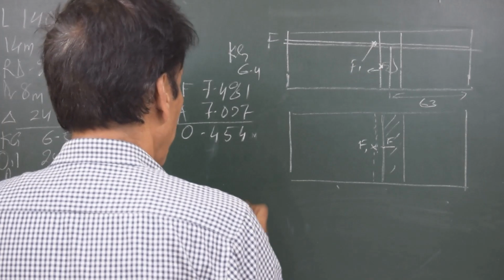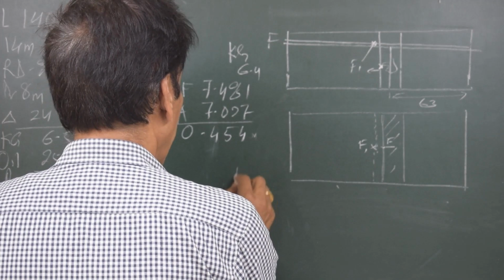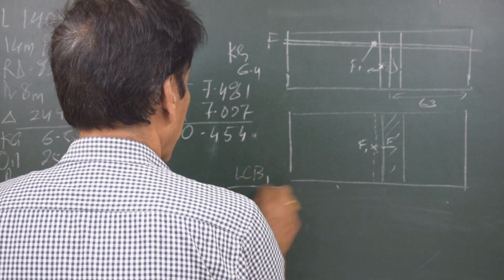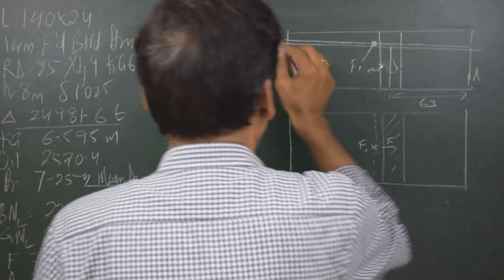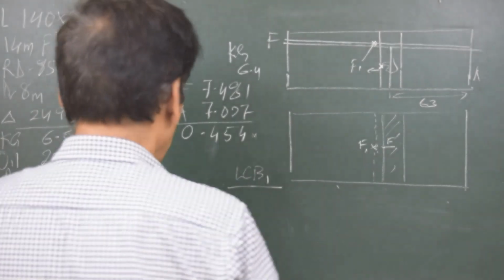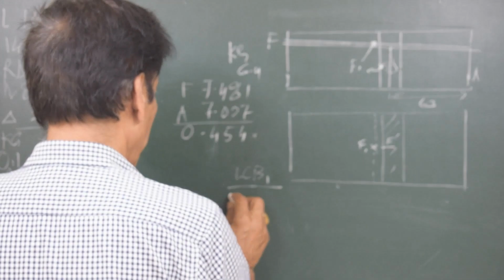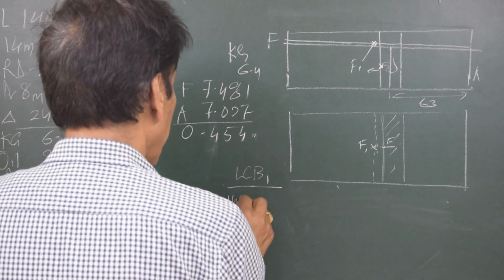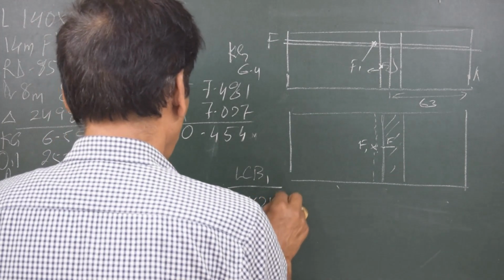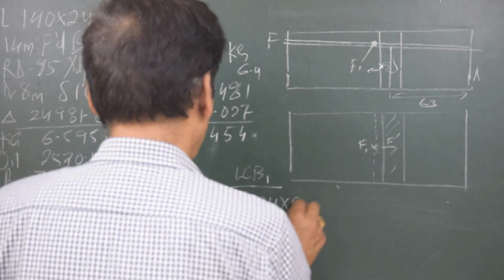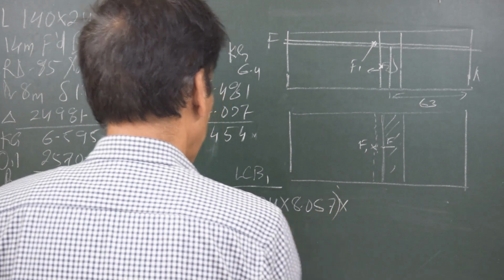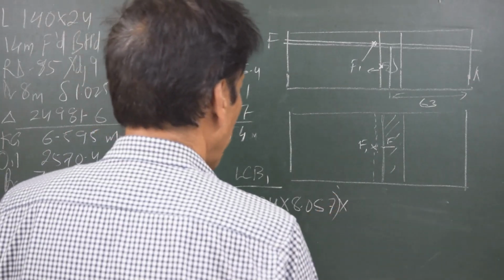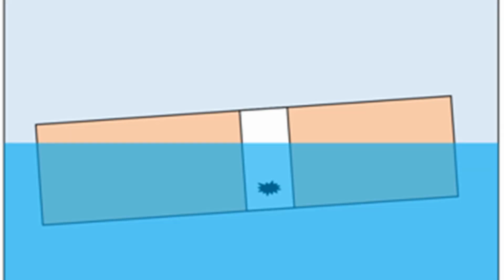To find out BB1, let us find out LCB1. Now to find out the new LCB, this is aft, this is forward. Let us take the moment about aft. First, the total underwater volume. Total underwater volume is 140 into 24 into 8.057 multiplied by, this is the underwater volume, multiplied by 70.